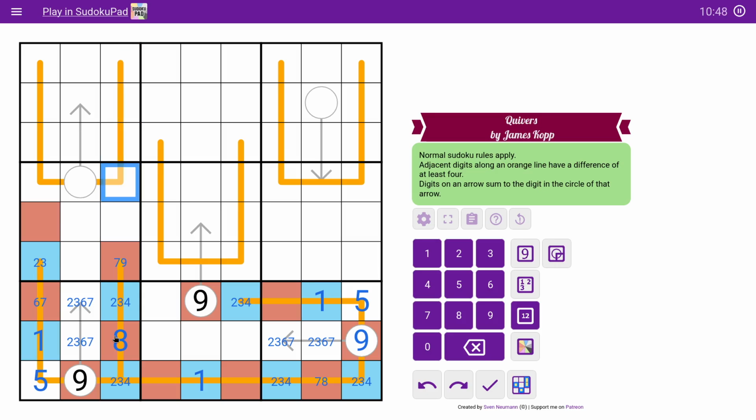So for example, if this were a 5, this would be a 1 or a 9, both impossible. So this is not a 5, this is not a 5. If this is a 5, this is a 9, this is a 1.